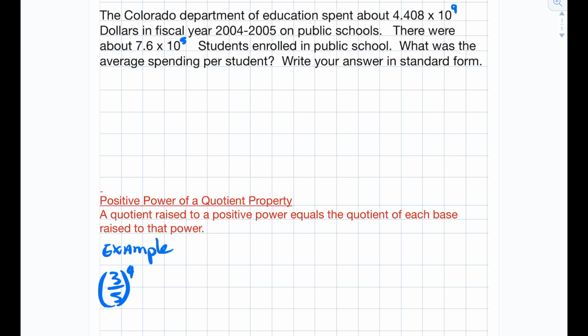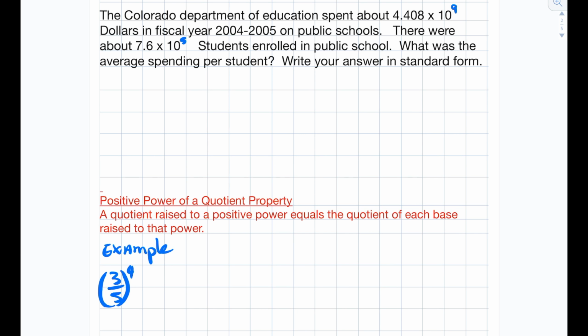There's our answer. All right, next we got a word problem. The Colorado Department of Education spent about $4.408 times 10 to the 9th dollars in fiscal year 2004-2005 on public schools. There were about 7.6 times 10 to the 5th students enrolled in public school. What was the average spending per student? And then we need to write our answer in standard form.